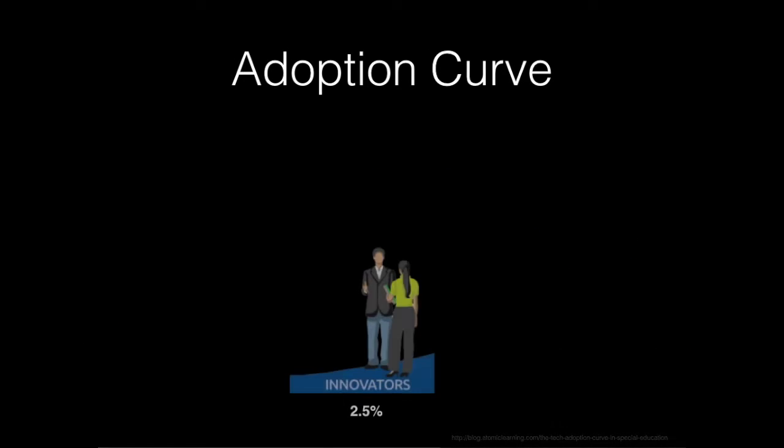The first group on this adoption curve are the innovators, and the innovators make up only 2.5% of the whole population. These are the people who think of the incredible things that could be done with technology, in particular, like how it could be used in lessons or to meet learning goals. And some of them are even building the technology to make this possible.